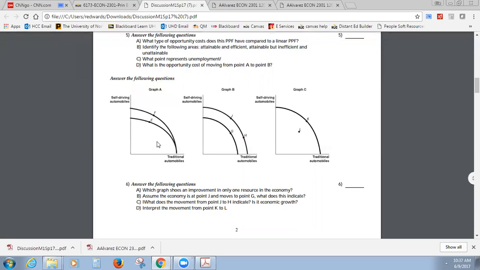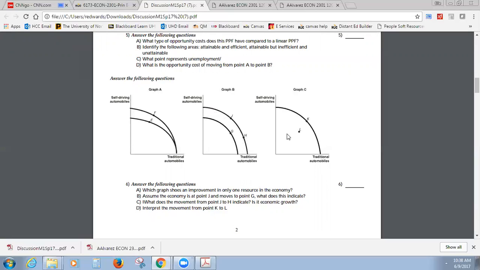Another key point that students sometimes get lost with is a movement from J to H. They will think, oh, if we're moving from J to H, we're experiencing economic growth. Movement from J to H is just simply that the people in the economy are demanding more traditional automobiles than self-driving automobiles. All right. And as far as where you want to be on a PPF curve, you just want to be somewhere on the curve. So as far as this course is concerned, it doesn't matter if you're at J or H, they're both equivalent. The way to determine where you want to be is going to come from the preferences of that society or community. All right.